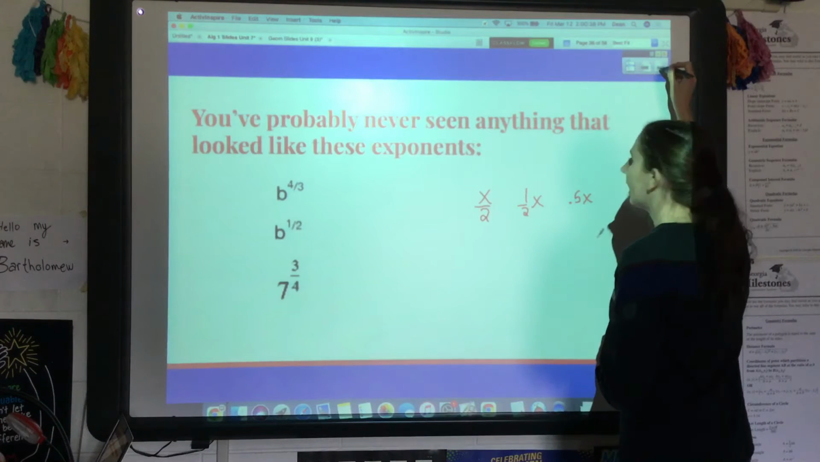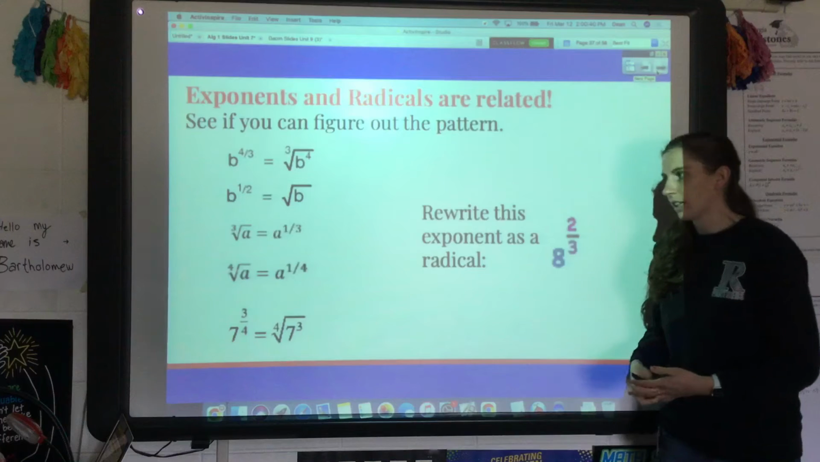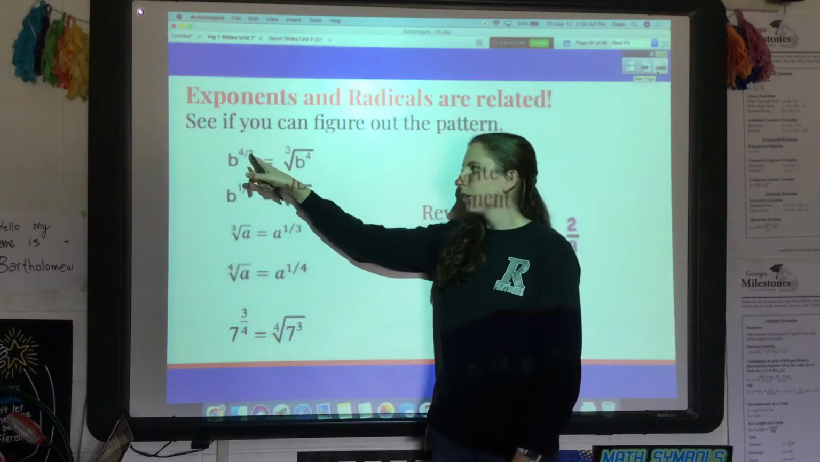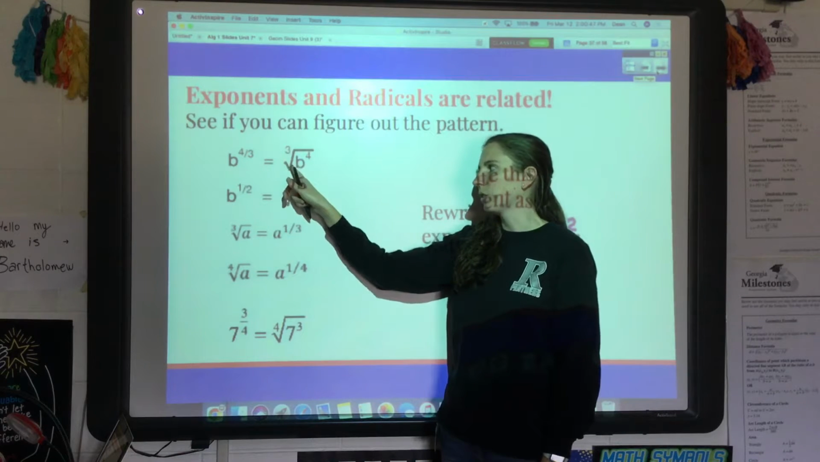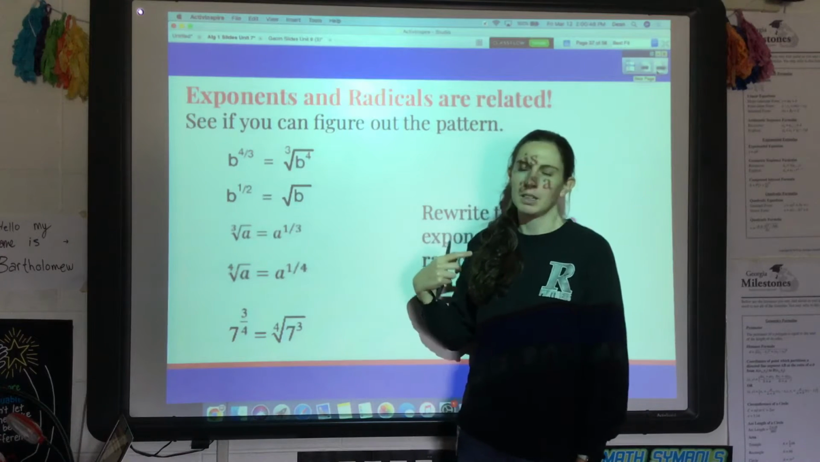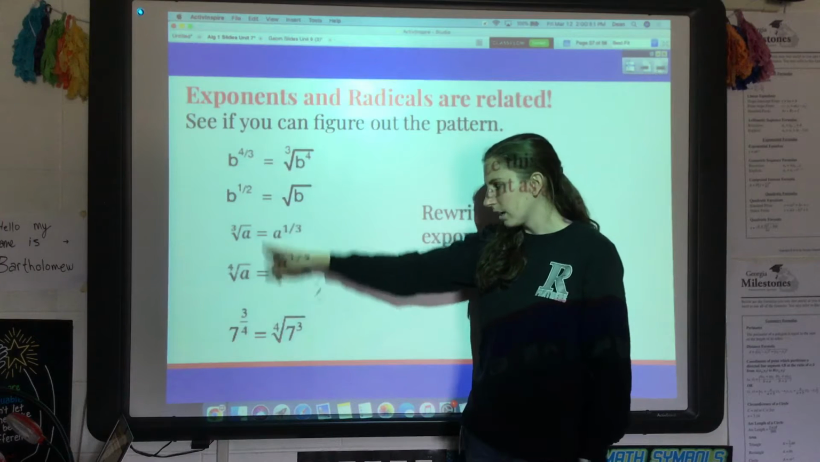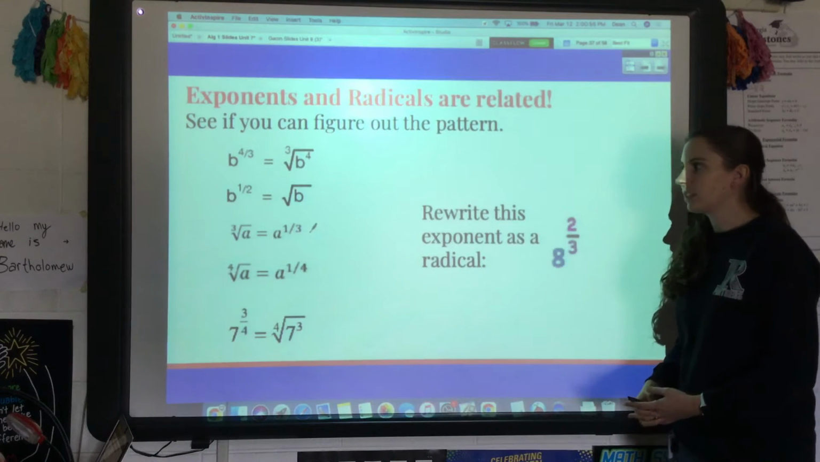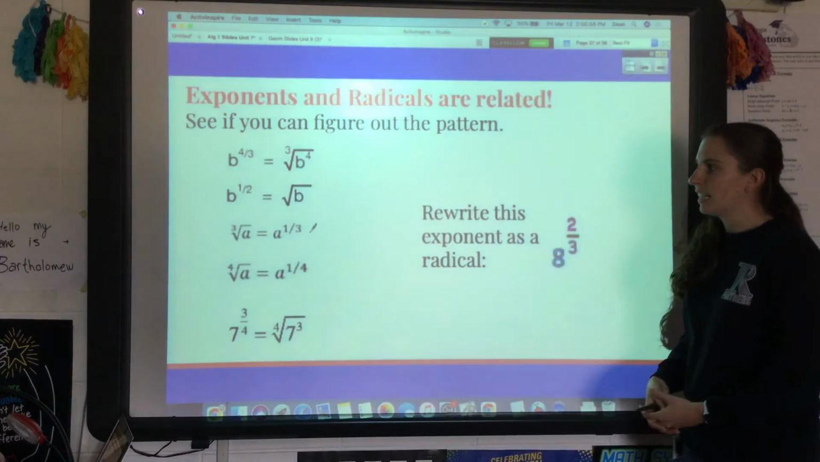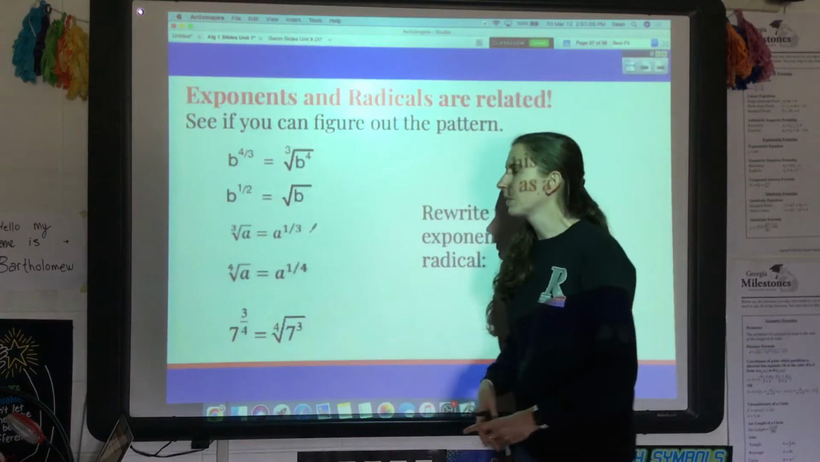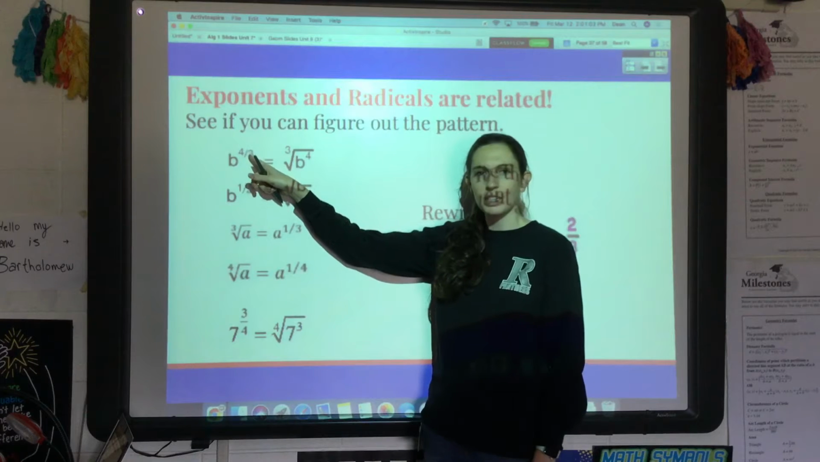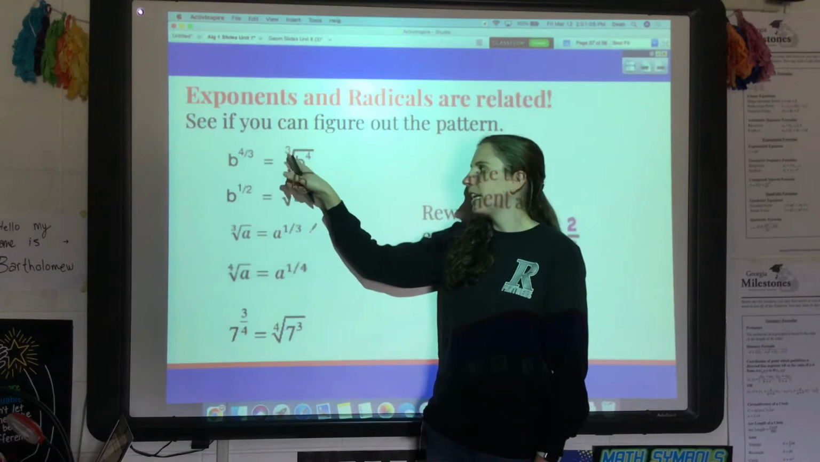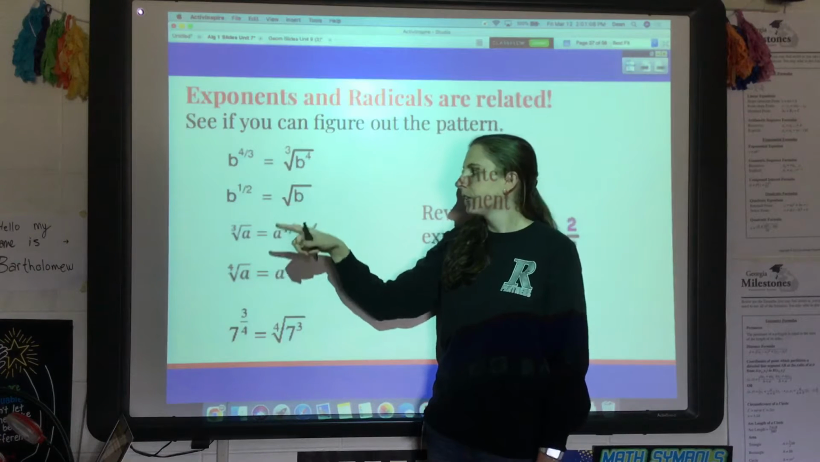So go ahead and take a look at this. These are some rational exponents and radicals that actually are the same. See if you notice a pattern here. What you may be noticing is that whatever the bottom of the fraction is, whatever that denominator is, actually becomes the index of the radical.